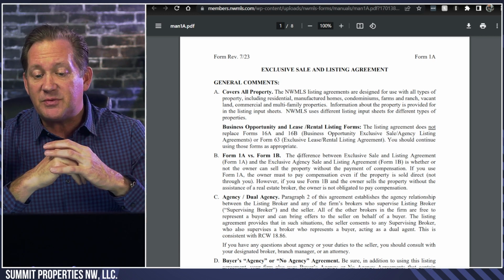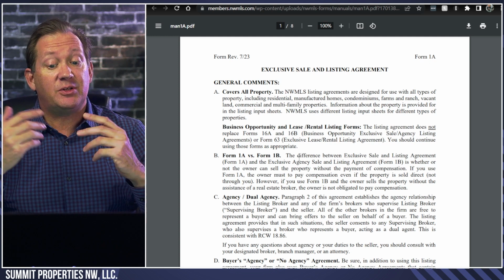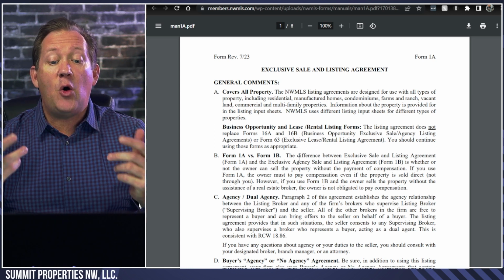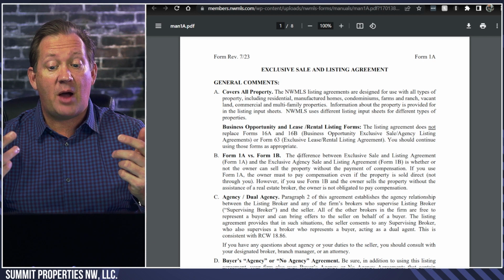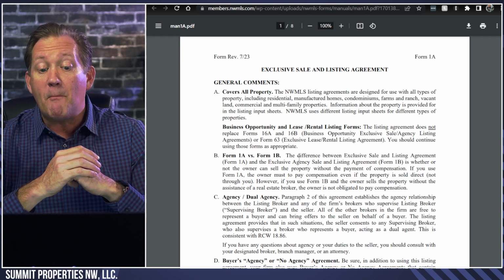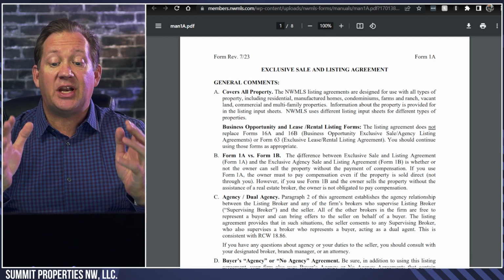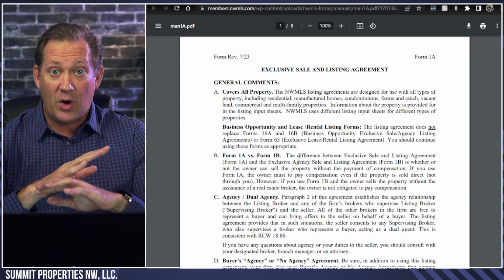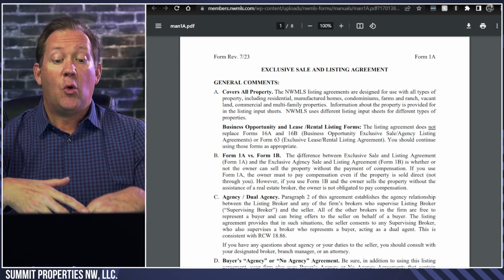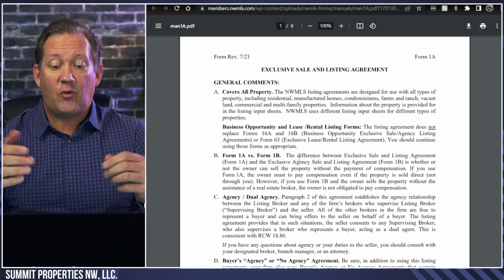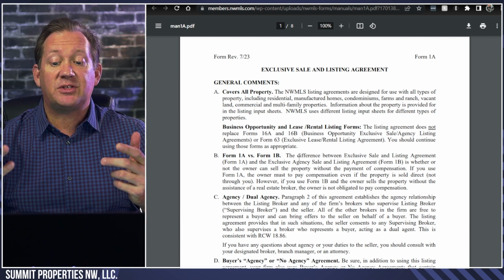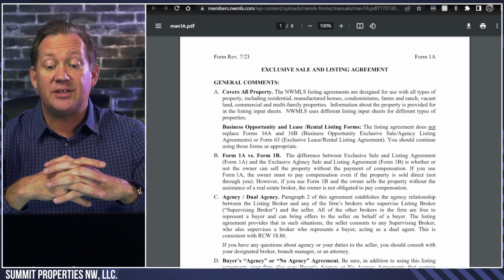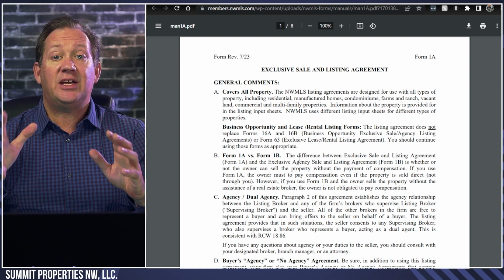The difference between the exclusive sale and listing agreement, Form 1A, and the exclusive agency sale and listing agreement, Form 1B, is whether or not the owner can sell the property without the payment of compensation. If you use Form 1A, the owner must pay compensation, even if the property is sold direct, not through you. So no matter what on Form 1A, you're going to get paid if the property sells within the time of your listing period. If you use Form 1B and the owner sells the property without the assistance of a real estate broker, the owner is not obligated to pay compensation. That is the big difference.